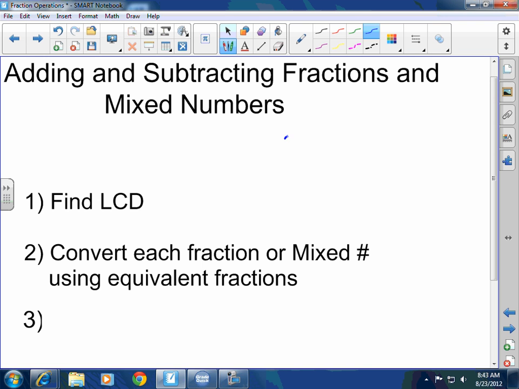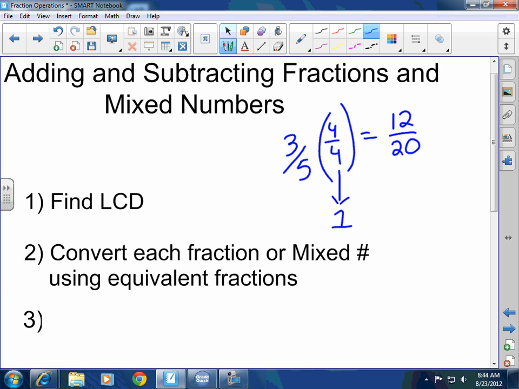What do I mean by that? If I have 3/5, guys, and I multiply that by 4 over 4, what is the value of 4 over 4? 1. Very good. 1. What's 1 times any number? Itself. So even though this is 12 over 20, 12/20ths, this is the same value as that.